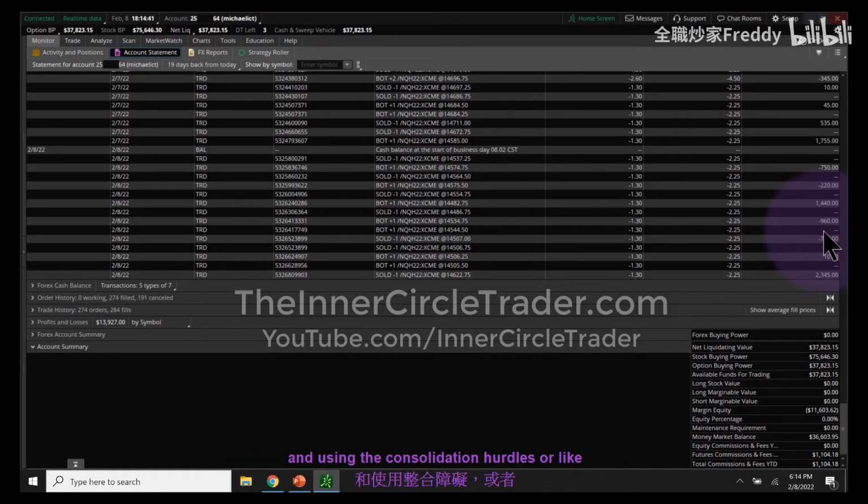So that's what I taught you tonight. Intermarket relationships and using the consolidation hurdles. Like when you have a consolidation, what do you do? Well, this is what I do. I'll throw a contract in there to see what it's doing, and I'll get a feel for that.